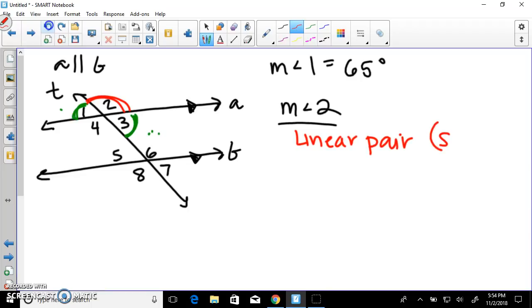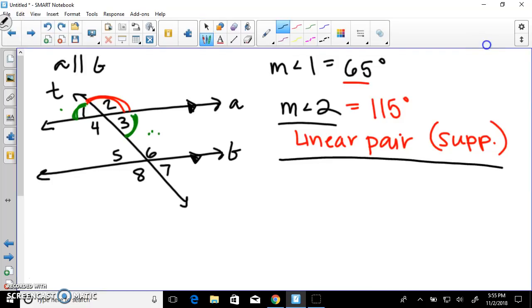So that means that it's supplementary. So if angle 1 is 65, angle 2 is supplementary to that. So we're going to have to do 180 minus 65. And we get, let's see, 115.